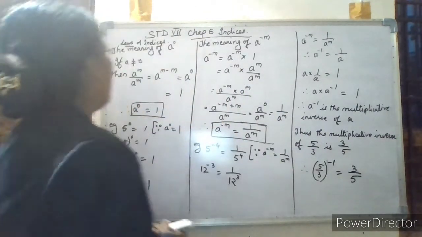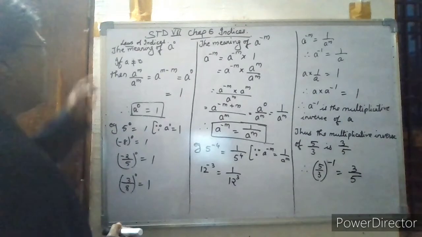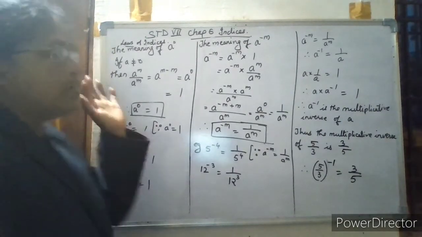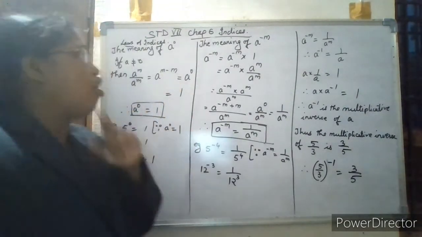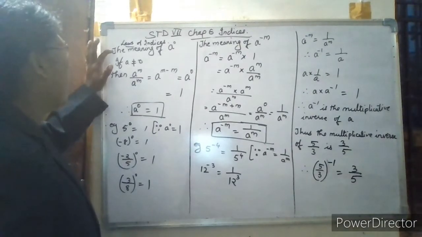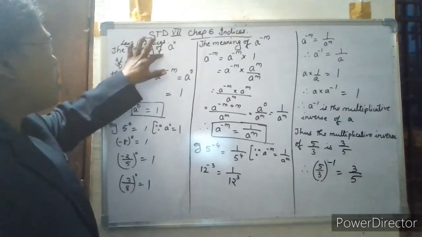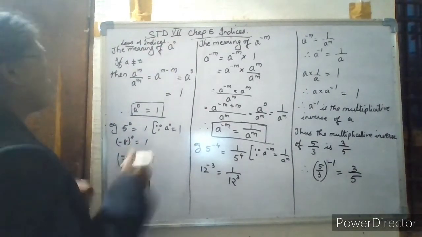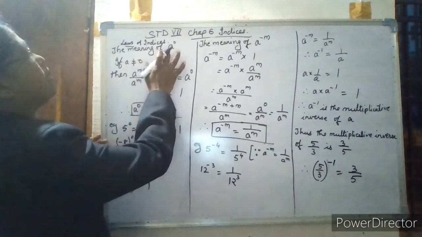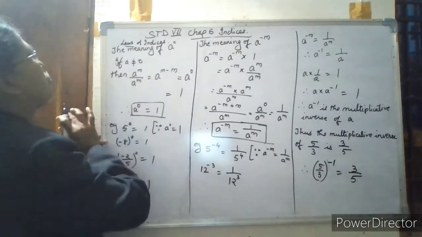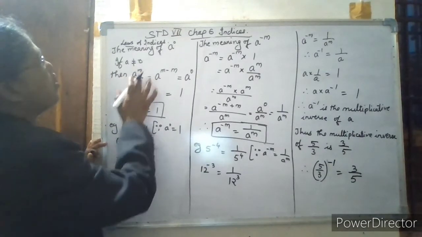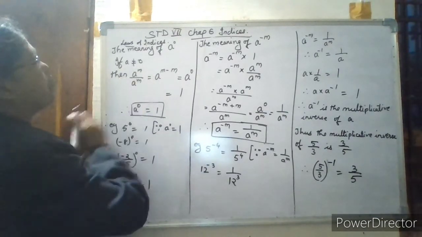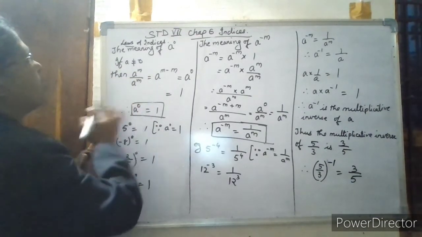Now, we are going to learn laws of indices. We had learnt multiplication and division of indices. Now, here is the meaning of a raised to 0. If a is the base, and a is not equal to 0, then consider a raised to m upon a raised to m.